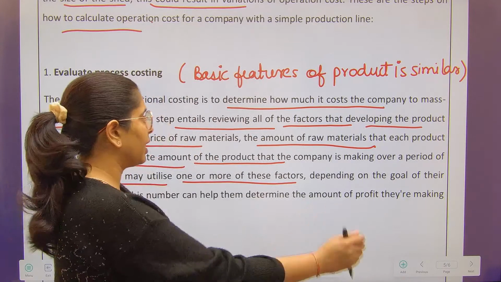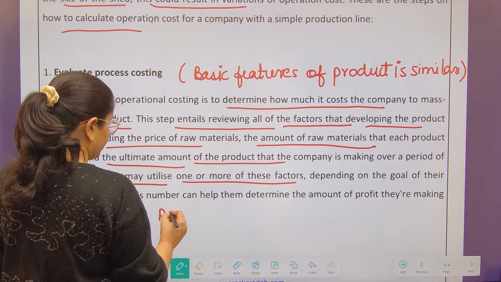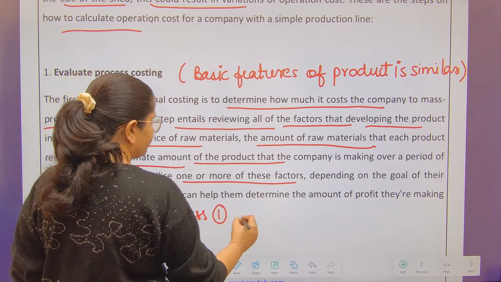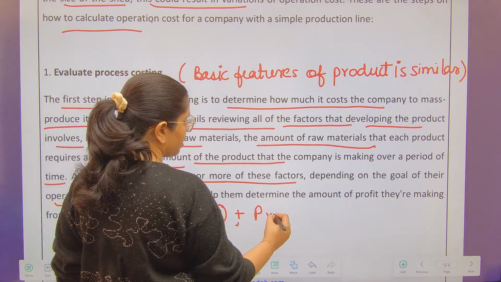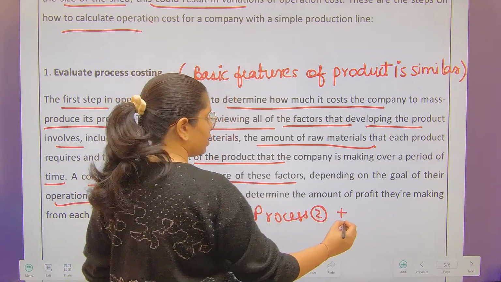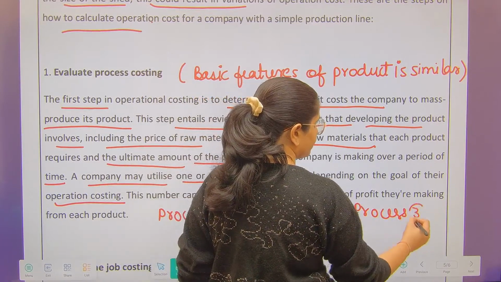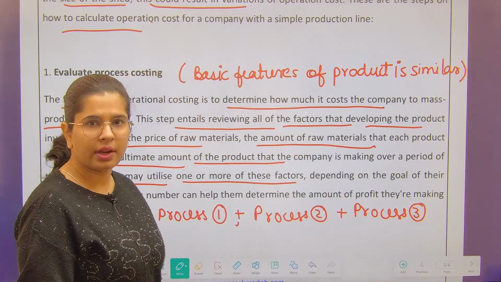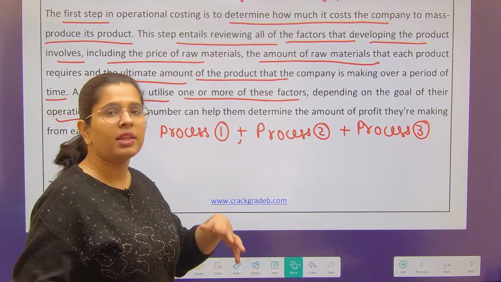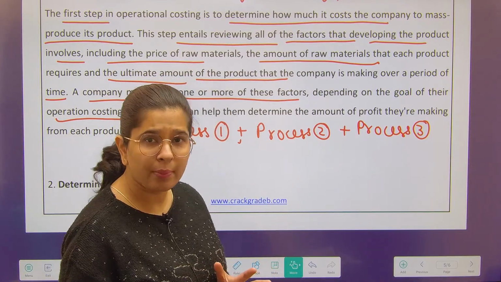Now remember this thing, it cannot be a single process, there can be multiple processes, like a product can involve process 1 plus process 2 plus process 3. Right? So this is how, first of all, you have to calculate the costing in terms of process for the identical item that you are producing.